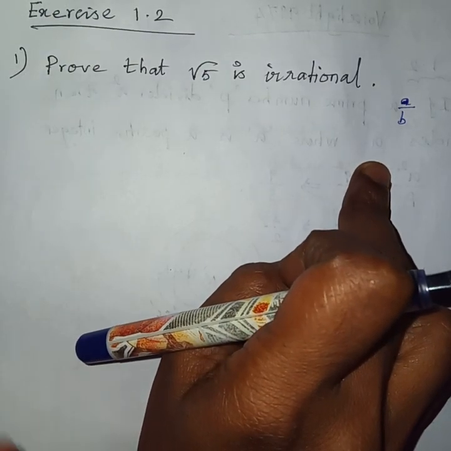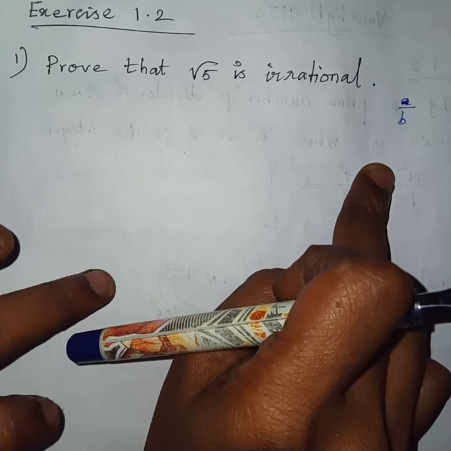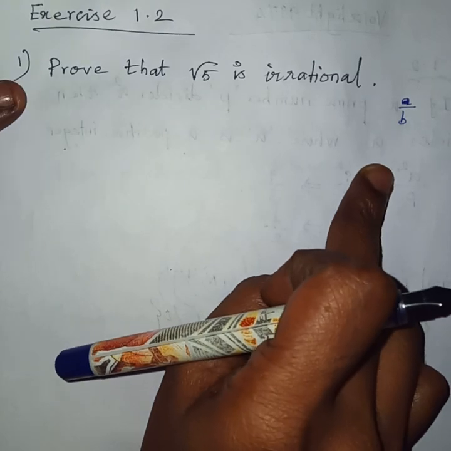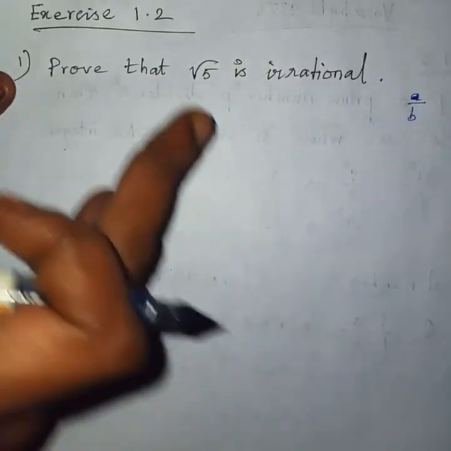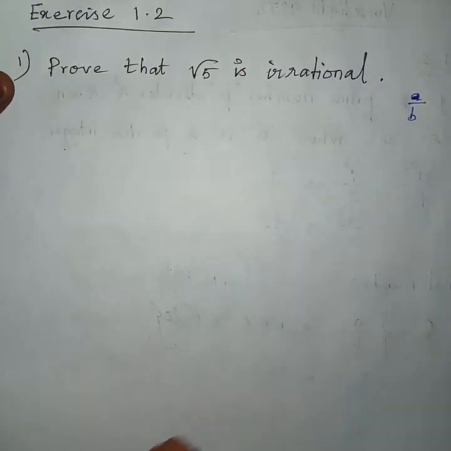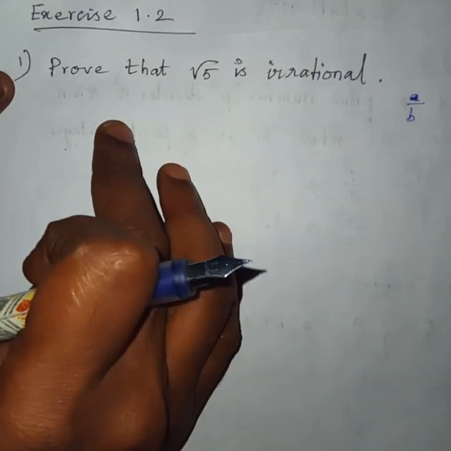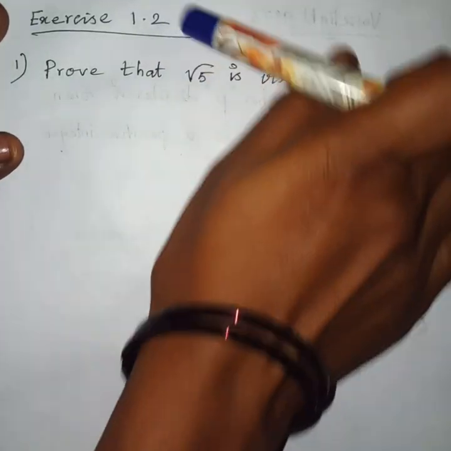In this exercise we are going to prove by the contradiction method. That is, if they give us to prove that root 5 is irrational, we are going to take it as a rational number. After some steps we arrive at a contradiction to a trivial fact. That contradiction arises because our assumption is wrong. Then we can say our assumption is wrong, so this must be an irrational number. This is the way we are going to prove it.